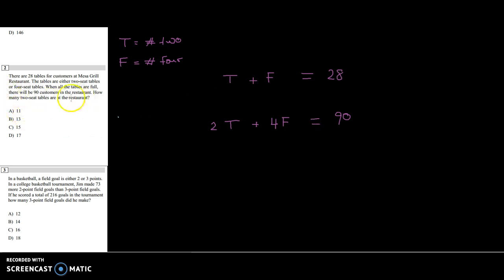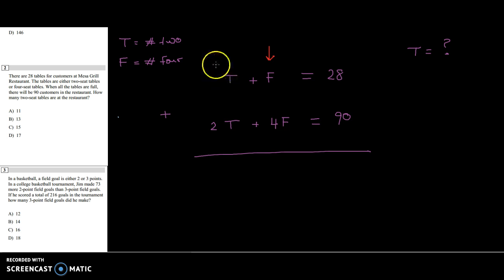Okay, but moving on here. Then the question is, how many 2-seat tables are at the restaurant? So we're trying to figure out t, which means we want to eliminate f. That shouldn't be too terribly bad. Remember, when we add the columns together, we want the one that we don't want, which in this case is the f, to add together to make 0, to cancel off, which right now they wouldn't. f plus 4f would just be 5f.